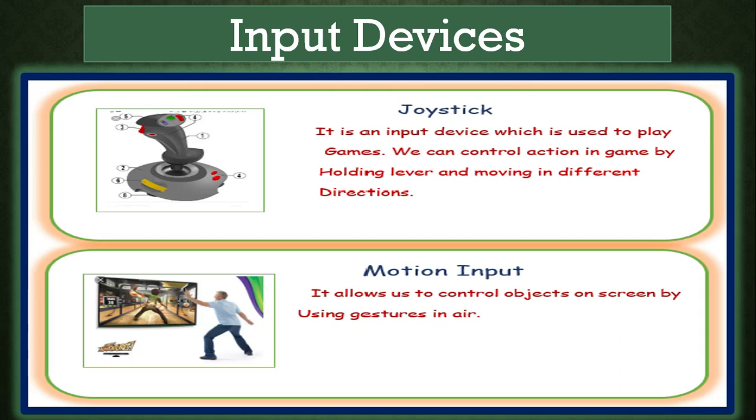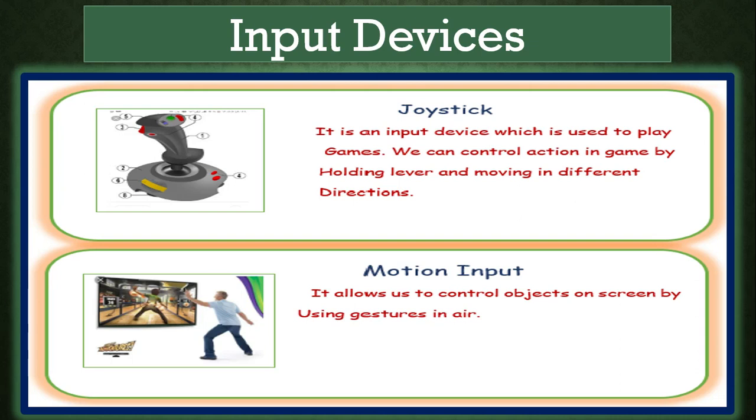So whenever we hold the lever in our hand, by using this lever we can control the movement of any objects or any car in different directions.